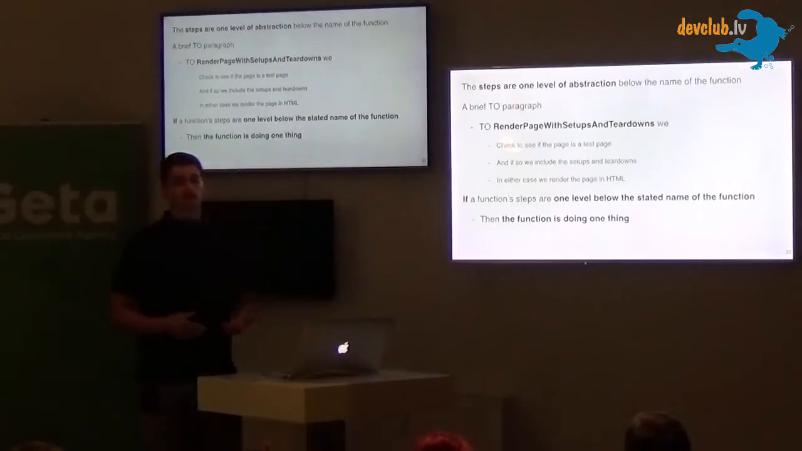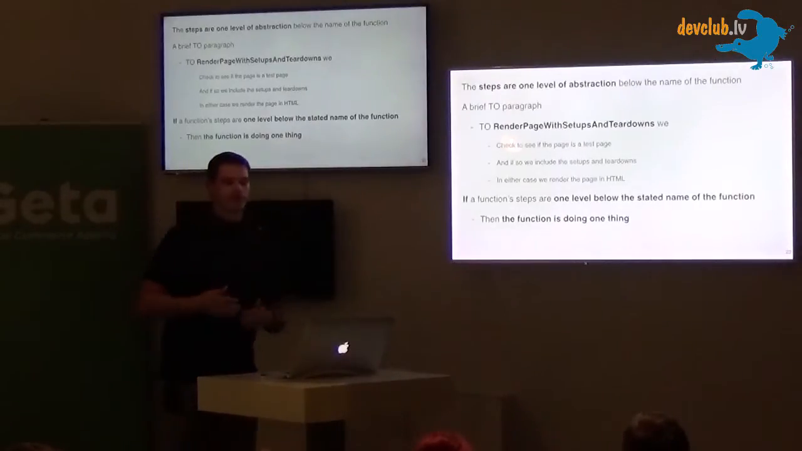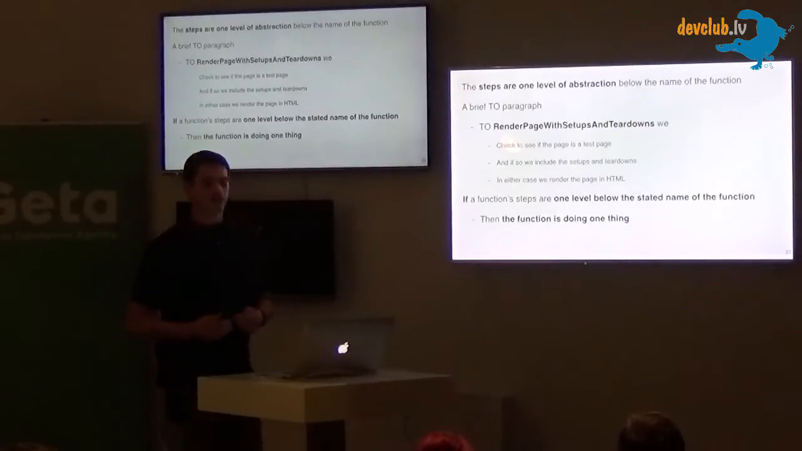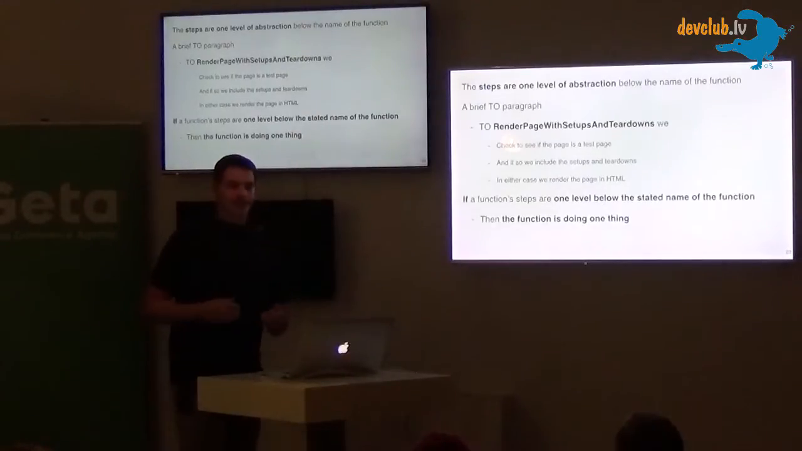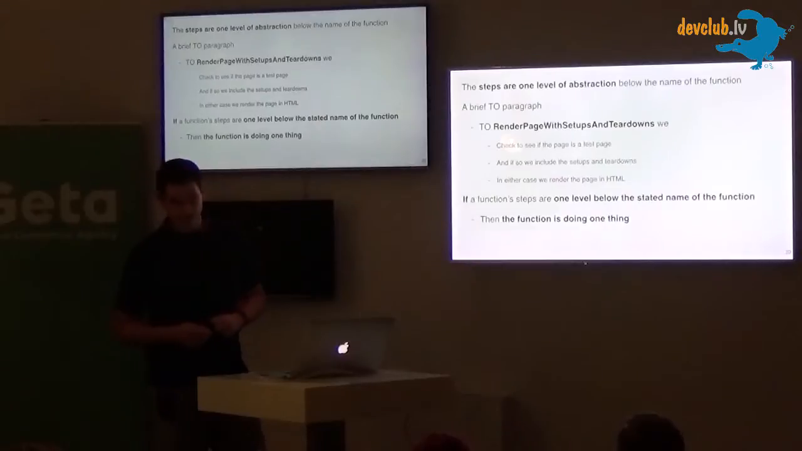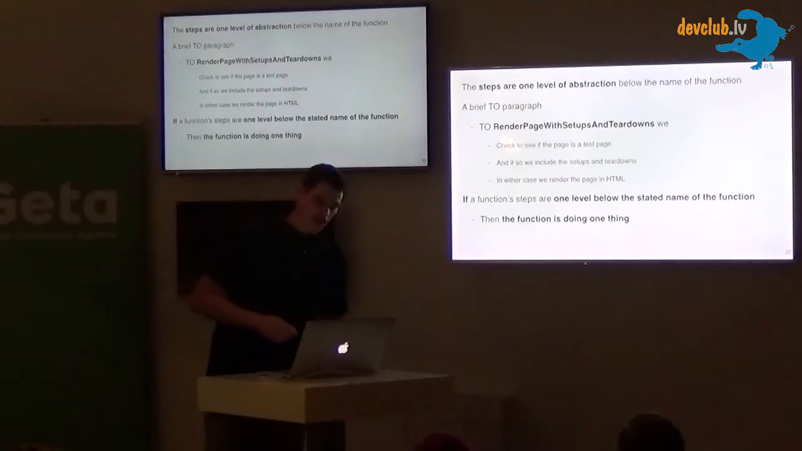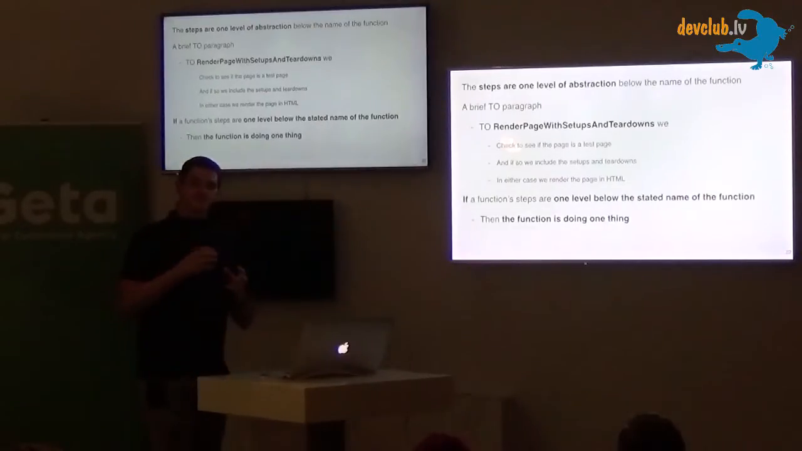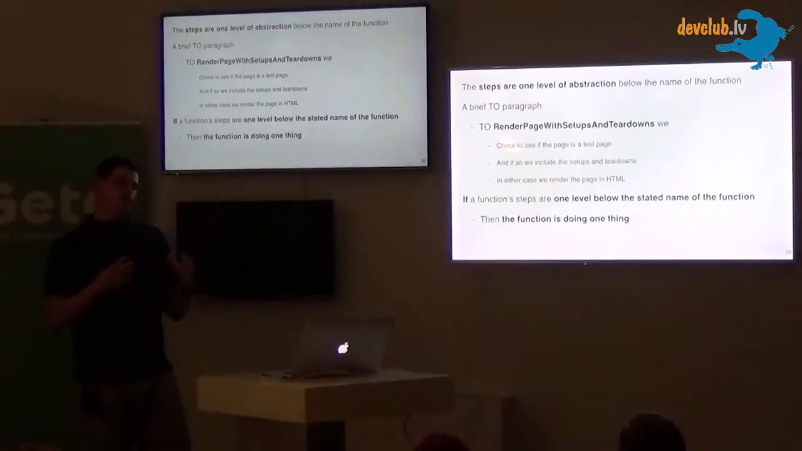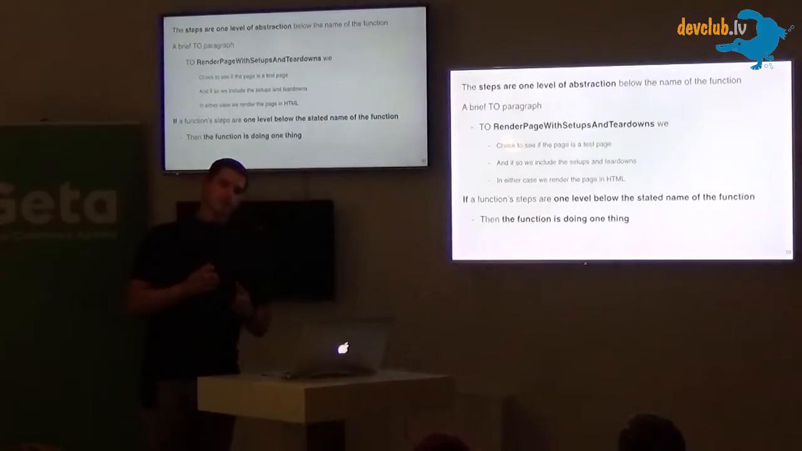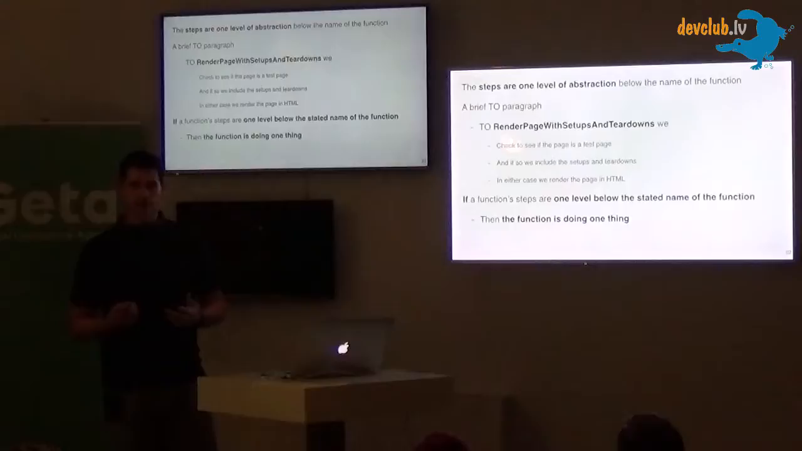In order to render a page with setups and teardowns, we check to see if the page is a test, and then if so, we include the setups and teardowns. In either case, we render the page in HTML. So we can see that the levels of abstraction are all the same. So the function is indeed doing one thing, and one thing only.